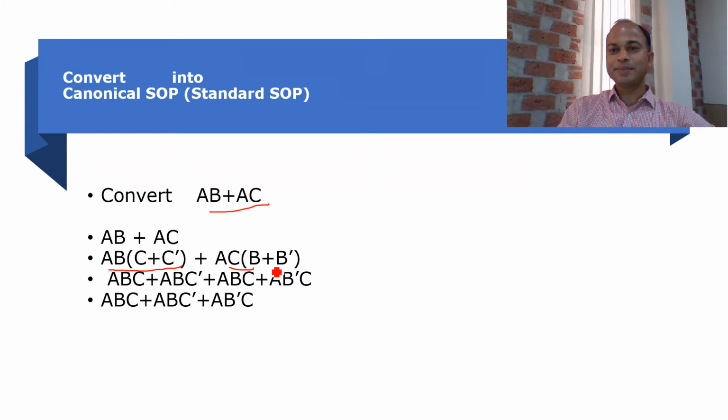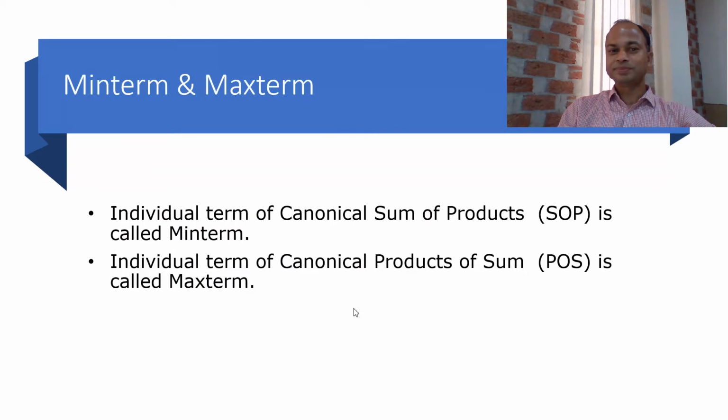Now we have 3 variables in each term. After simplifying the parentheses, we have this expression, and here the term ABC is repeated, so we have to remove it. We write it only one time, and this is the final result. This result is in the standard SOP form.